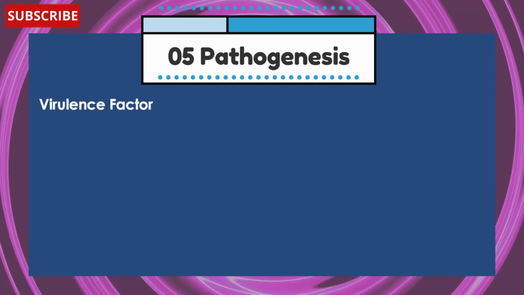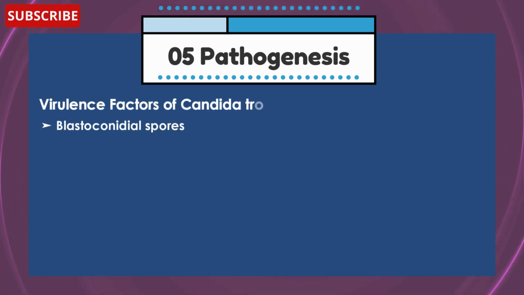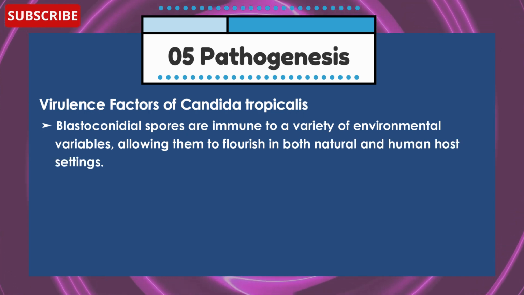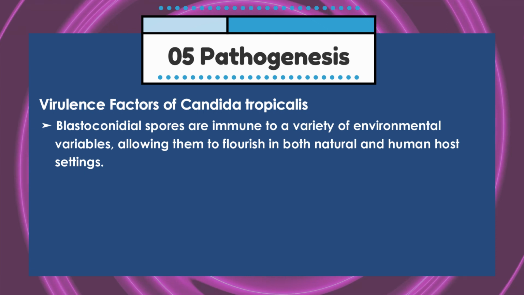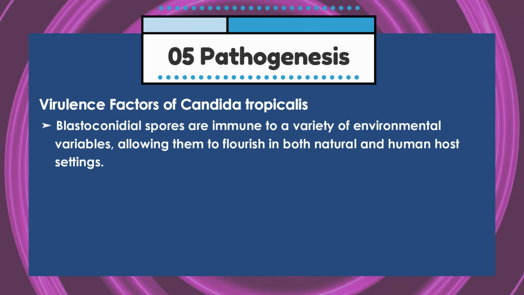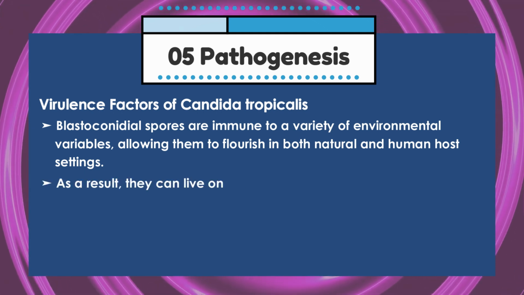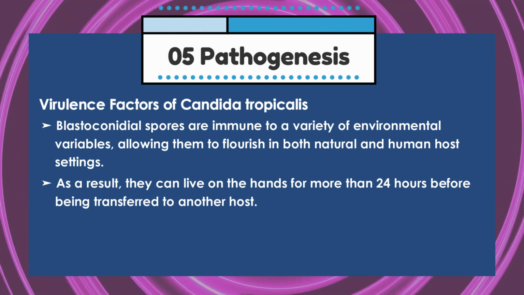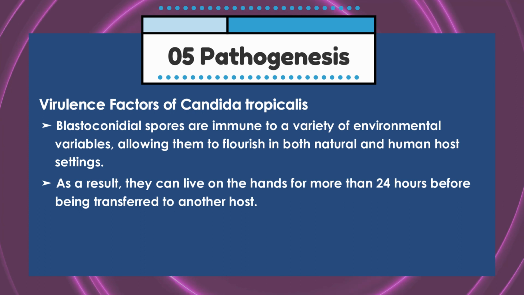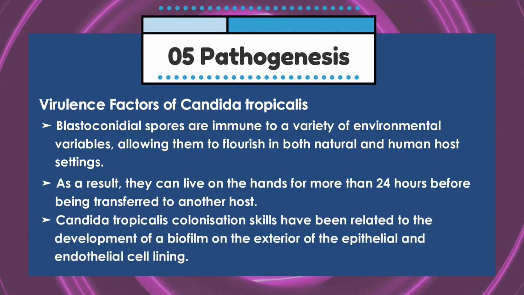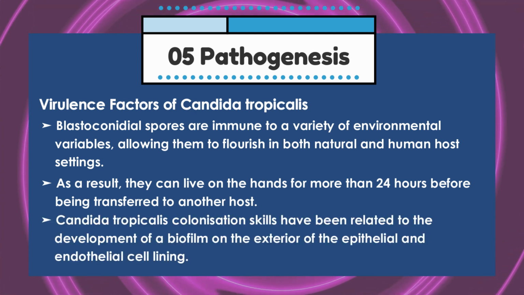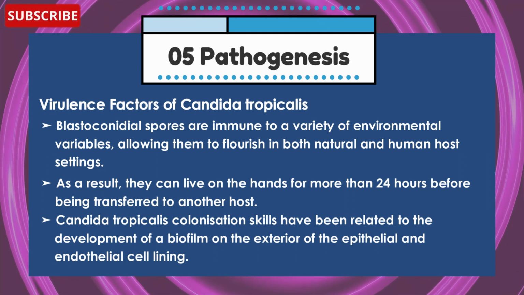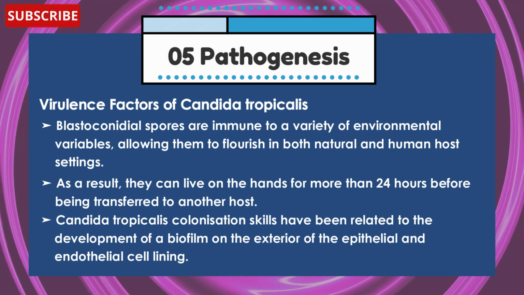Virulence factors of Candida tropicalis. Blastoconidial spores are immune to a variety of environmental variables, allowing them to flourish in both natural and human host settings. As a result, they can live on hands for more than 24 hours before being transferred to another host. Candida tropicalis colonization skills have been related to the development of a biofilm on the exterior of the epithelial and endothelial cell lining.